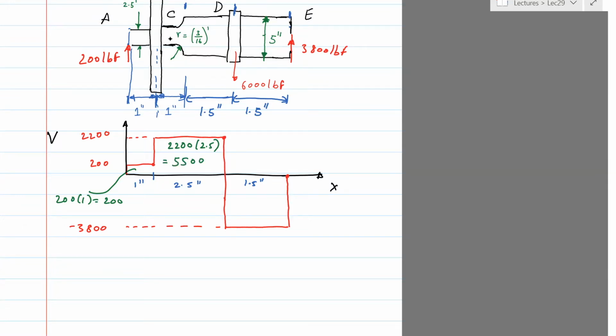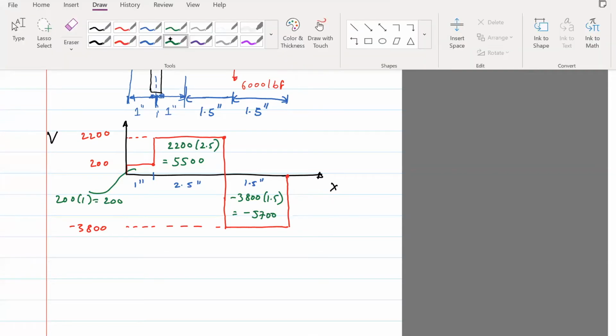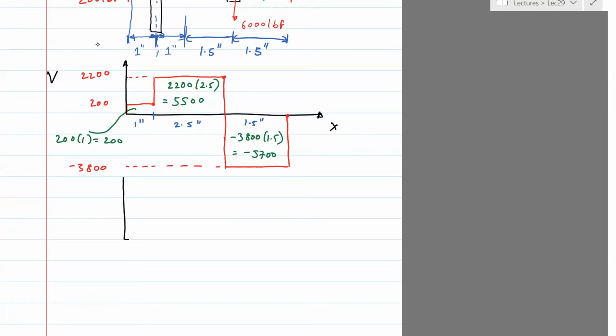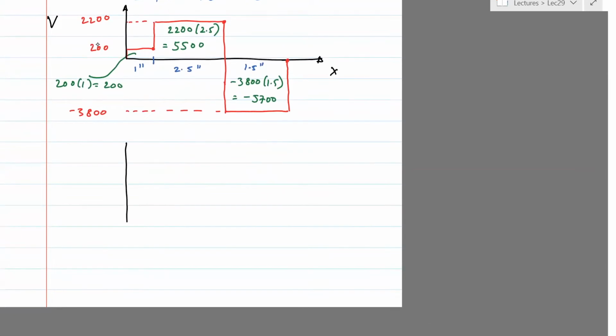And then here we have 3,800 times 1.5 with a negative sign. So that's 19 by 2. Just complete it. 5700. Okay, so with that, I think we can draw the diagram for bending moment. In fact, it's all going to be positive, so I just need to go a little down.